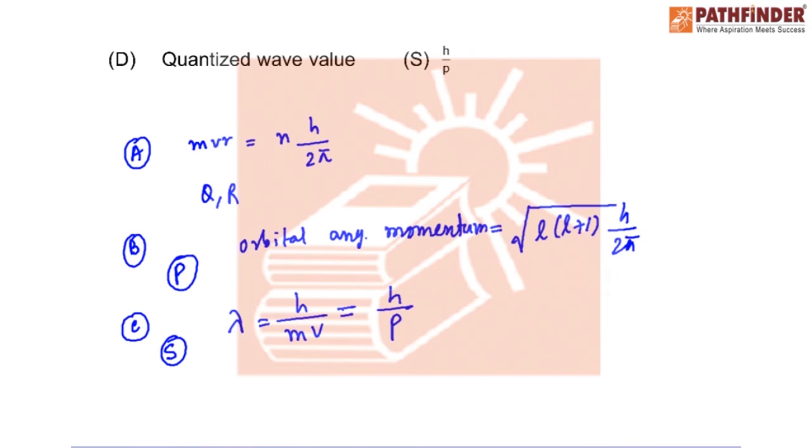And in the last one, quantized wave value. As we know, the angular momentum of any electron at any particular orbit is quantized. That is, it is an integral multiple of a given value, which is h by 2 pi. And the angular momentum of electrons in the successive orbits will be an integral multiple of h by 2 pi. So the quantized wave value should be mvr equals nh by 2 pi. So again, D has a match with R in column 2.